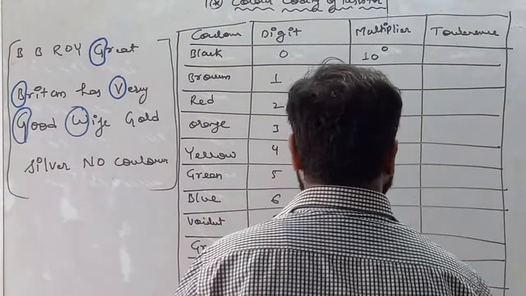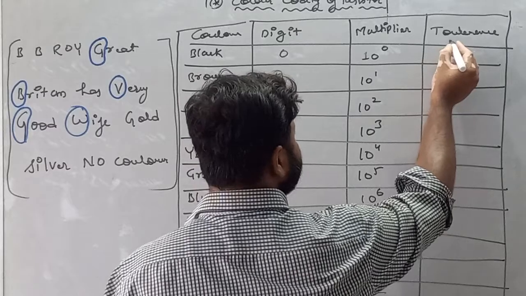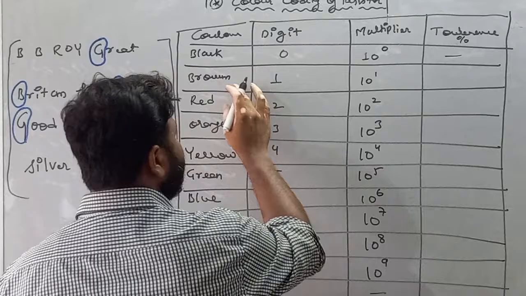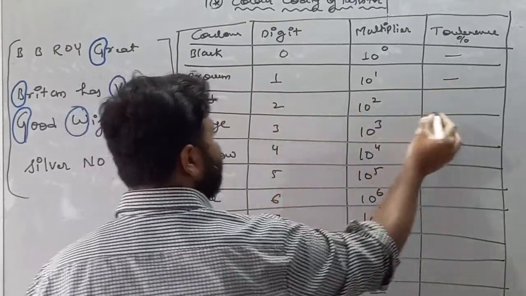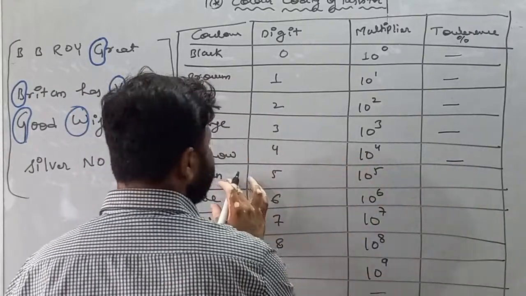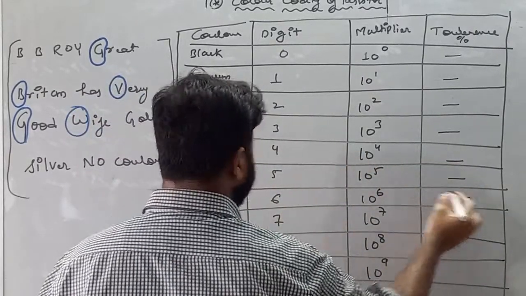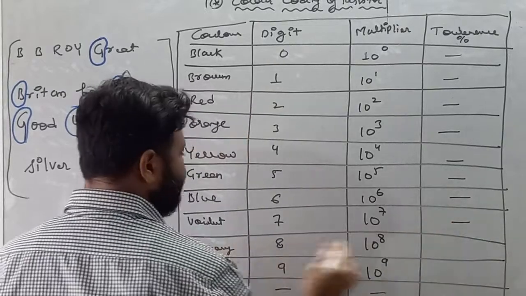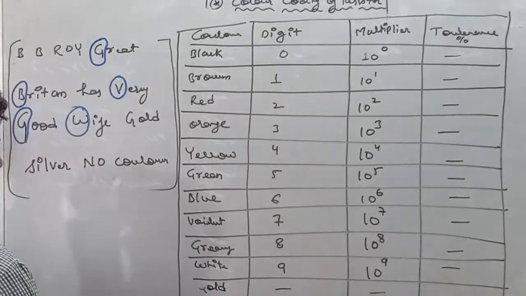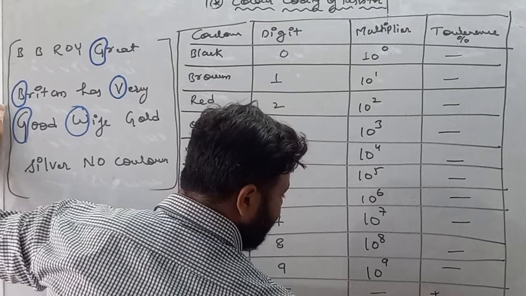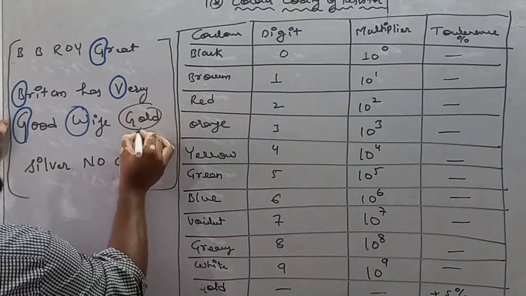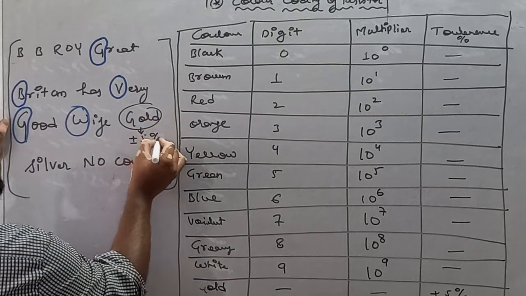Now moving forward, calculation of tolerance. Tolerance can be calculated in percentage. Black, brown, red, orange, yellow, green, blue, violet, grey and white have no tolerance value. Tolerance value is only for gold. The tolerance value of gold is plus minus 5%.